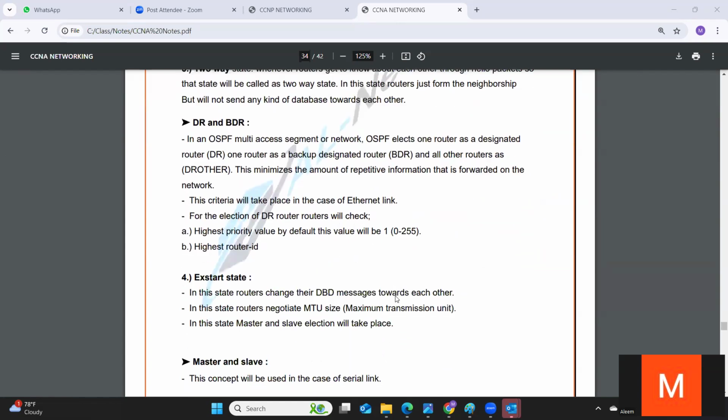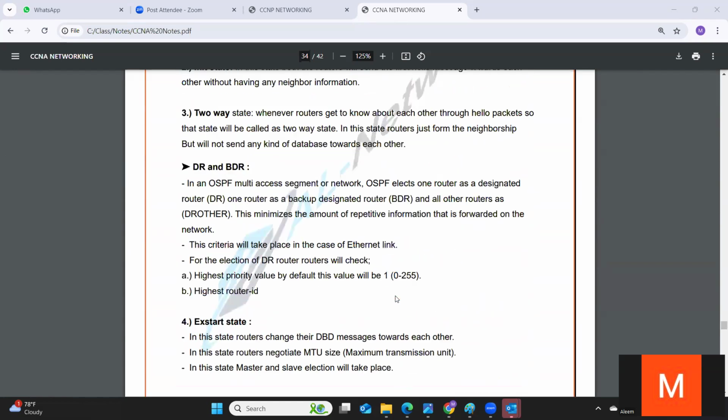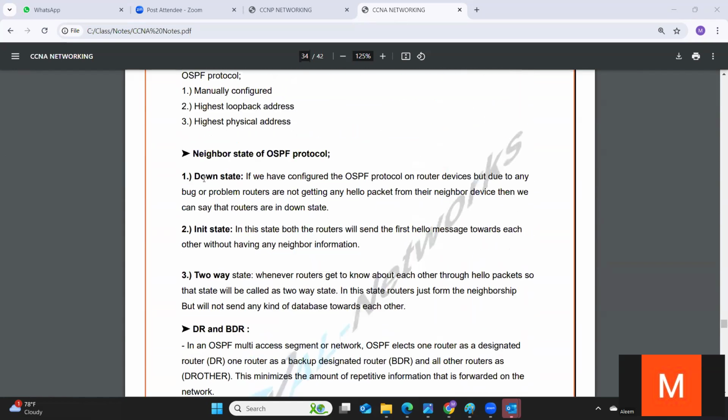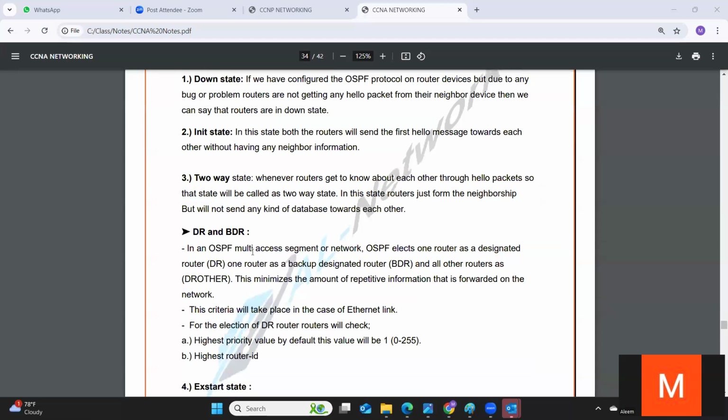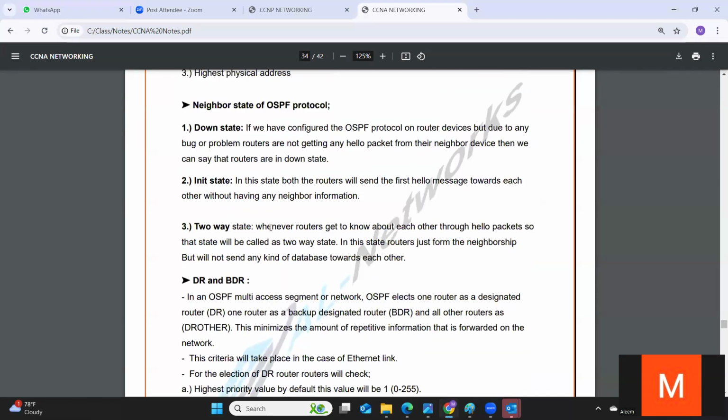So again, step back. Here we have the down state, init state, two-way state, and so on. In the two-way state, only the DR and BDR election will be done. First, the down state means we have not configured the neighborship. So first of all, we'll discuss it here.